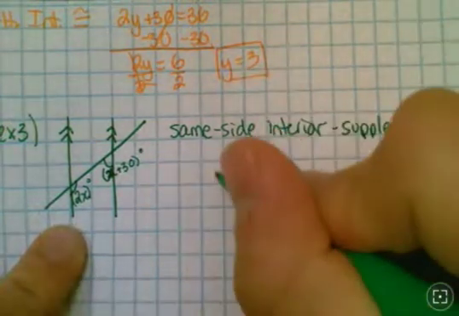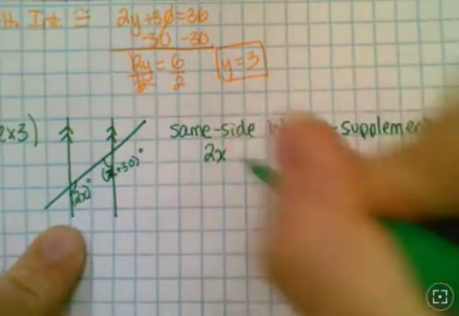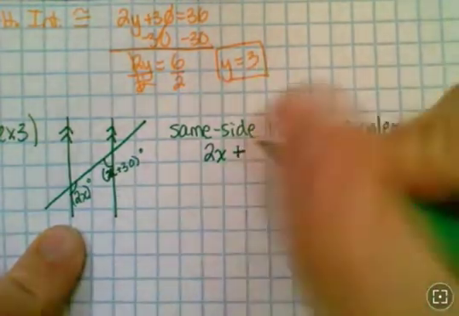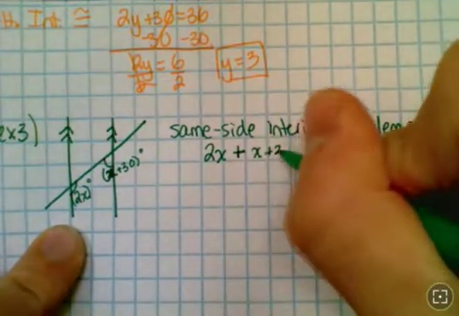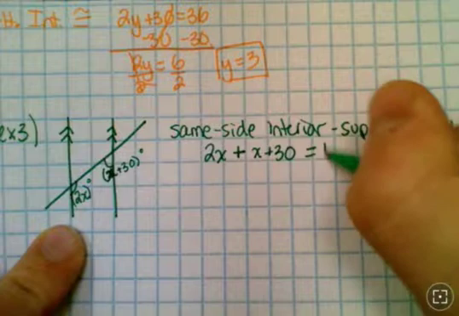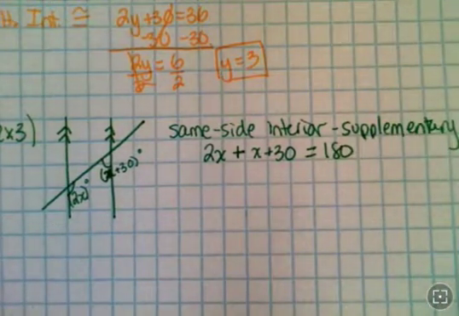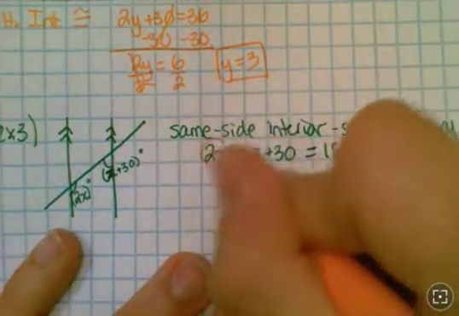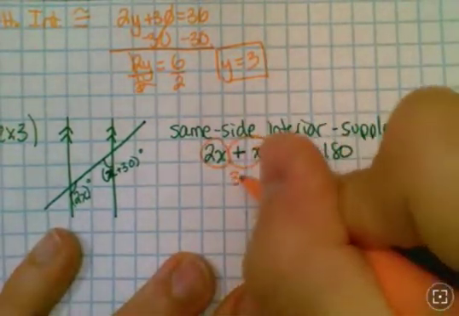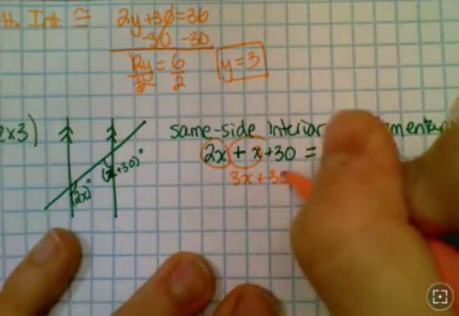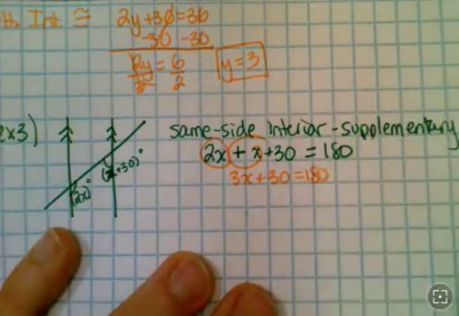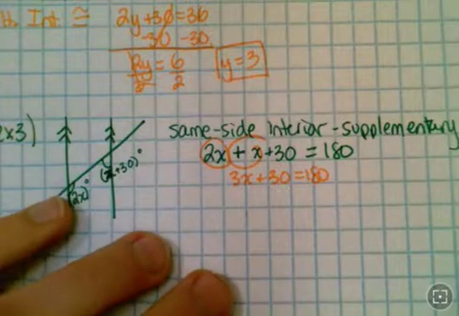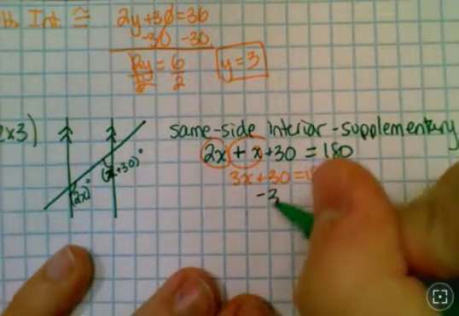So we're going to take our first angle, which is 2x, and we're going to add our second angle, which is x plus 30, and that has to equal 180. So this is a very different equation to set up. Let's solve. Combine like terms. Now we have a basic two-step equation, so go ahead and finish solving. Pause if you need to.